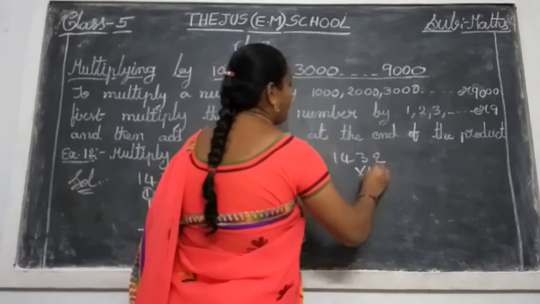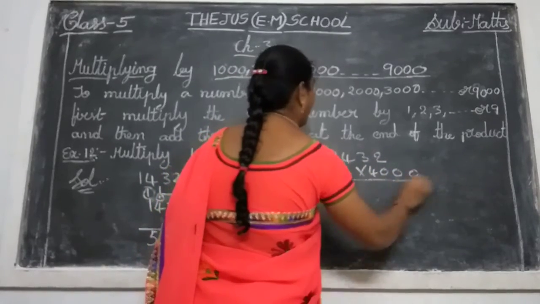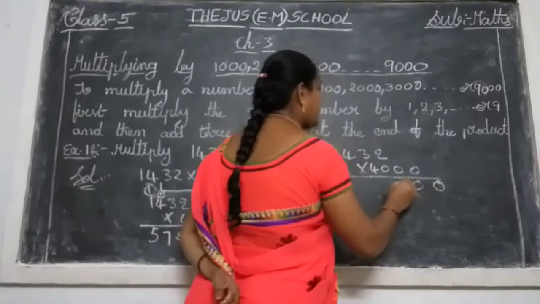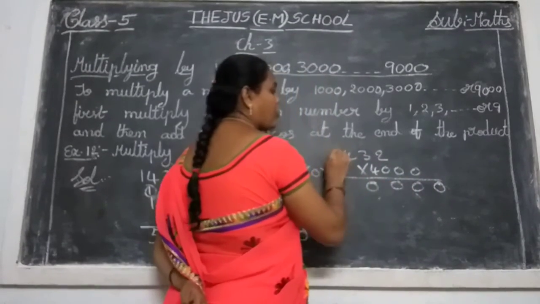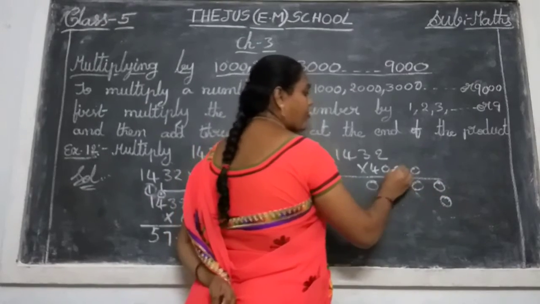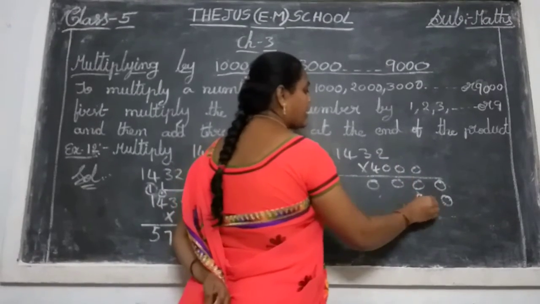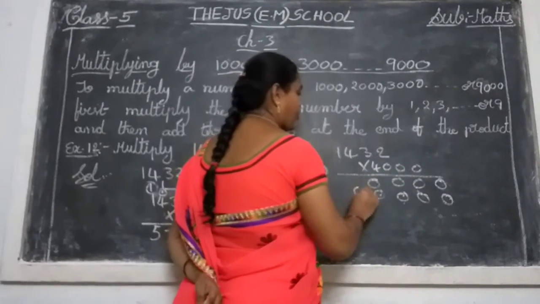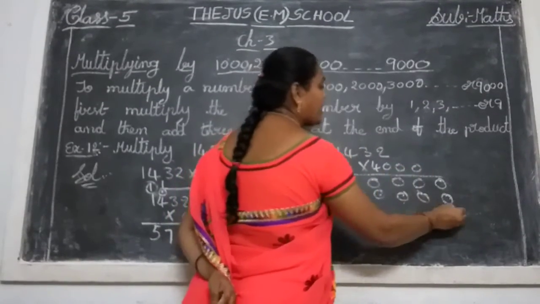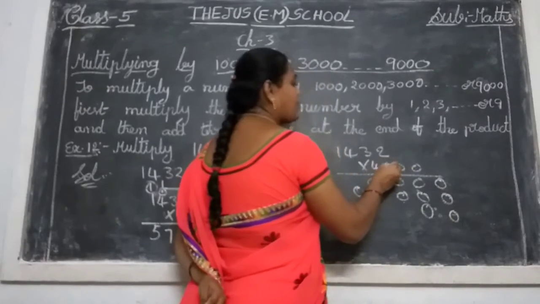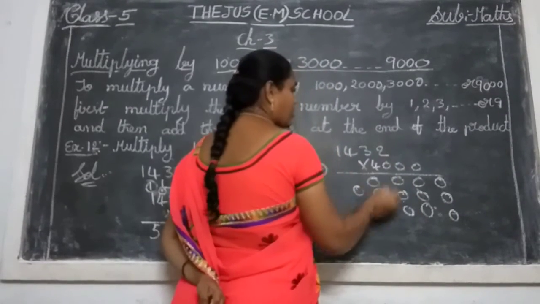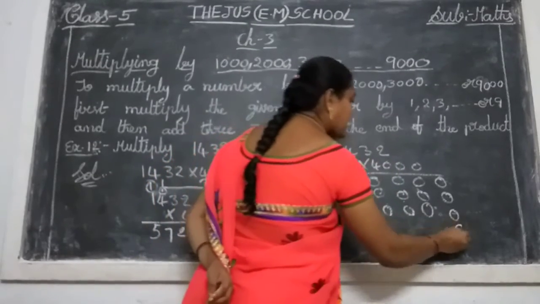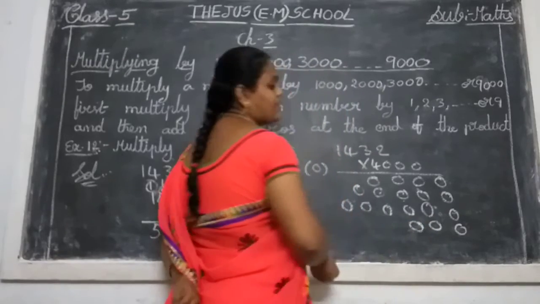1432 into 4000. So first, ones place will multiply: 0 2s are 0, 0 3s are 0, 0 4s are 0, 0 1s are 0. Next, ones place completed. Now tens place: 0 2s, 0 3s, 0 4s, 0 1s are all 0. So ones place and tens place are completed. So put the 2 zeros. Now hundreds place: 0 2s, 0 3s, 0 4s, 0 1s are all 0. So ones place, tens place and hundreds place are also completed.